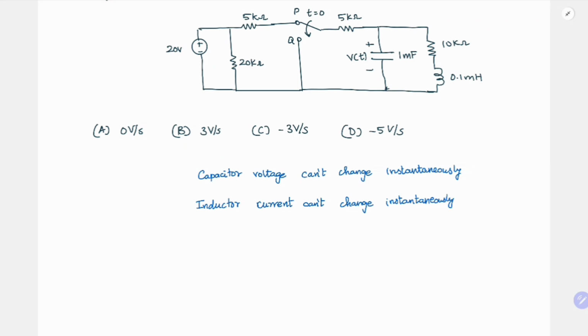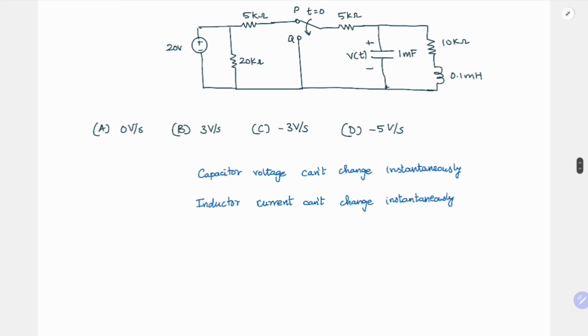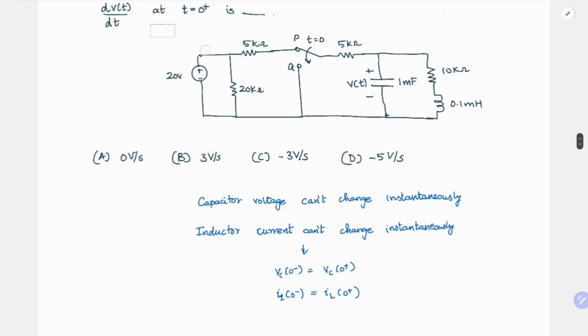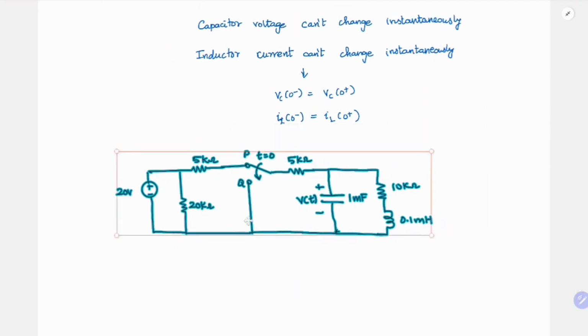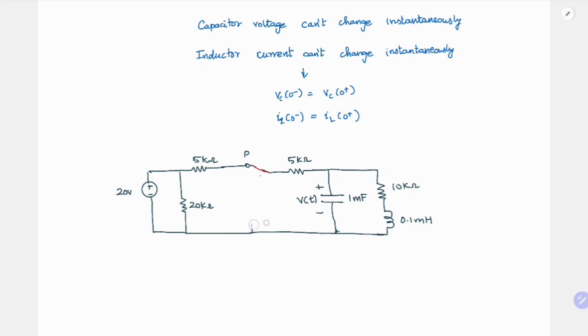Okay, so now let us try to find the voltage and current at t equal to 0 minus. So what does this mean in terms of equations? Vc of 0 minus is equal to Vc of 0 plus, and IL of 0 minus is equal to IL of 0 plus. So let us find Vc of 0 minus and IL of 0 minus. So in 0 minus, how is the switch? The switch is this way, right? It is connected to P. So we can remove this part.